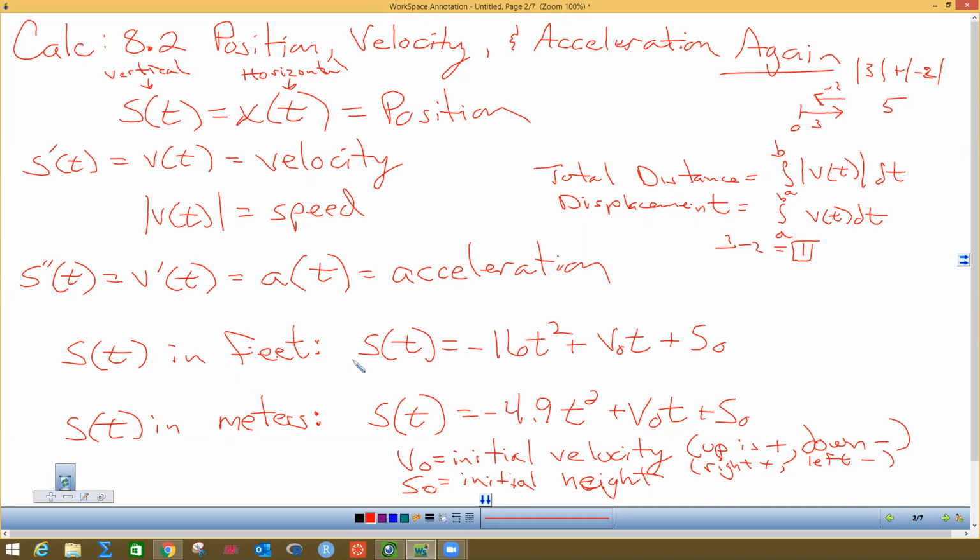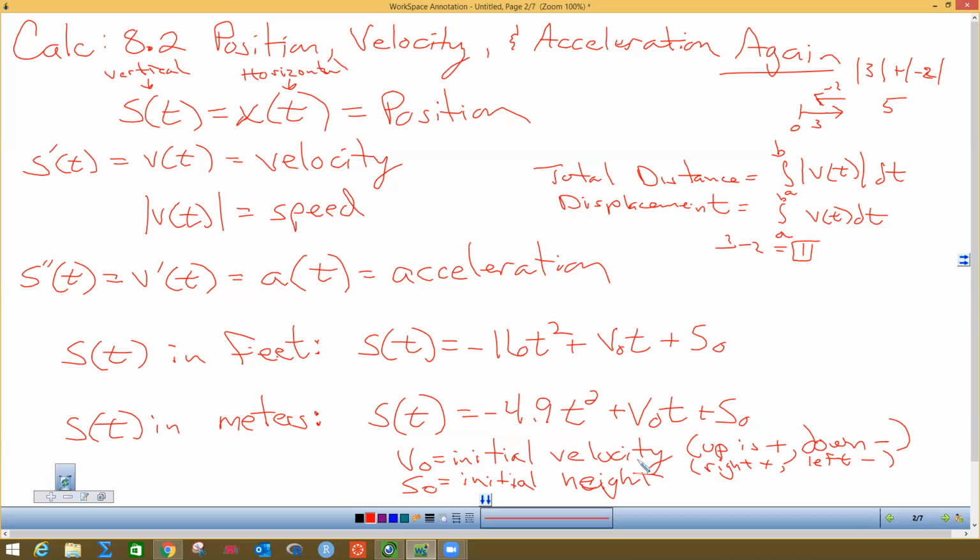The position function in feet is -16 t squared plus the initial velocity times t plus the initial height of the object, or altitude. So like if you're dropping something off a 400-foot building, then that 400 would be that. And also in meters, it's -4.9 t squared plus initial velocity times t plus initial height. But this would really probably be initial position. Well, it could be either.